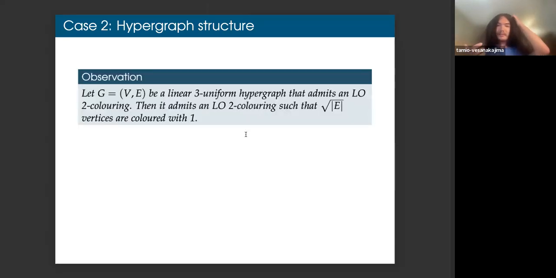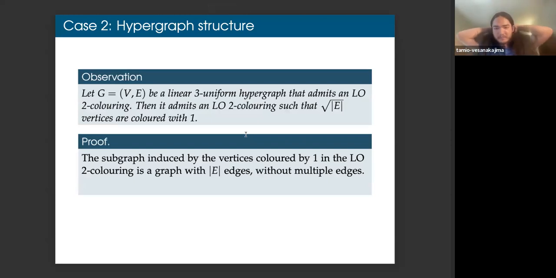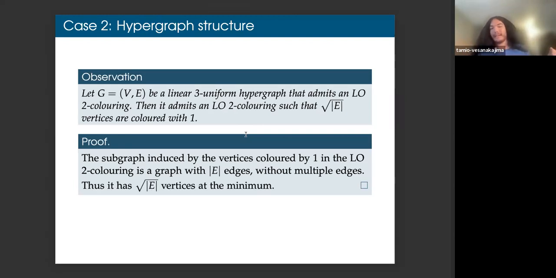Now, let's use this fact. By this fact, we can deduce that if I have a linear 3-uniform hypergraph and it admits an LO2 coloring, it also admits an LO2 coloring with square root of the size of E, the number of edges, vertices colored with the number 1. Why? Well, as we saw before, if I just consider the vertices that are colored with 1, I can construct this graph with the same number of edges as the original hypergraph that doesn't have multiple edges. Because of this, I have to have at least square root of E vertices. Otherwise, I can't get a graph with this many edges.